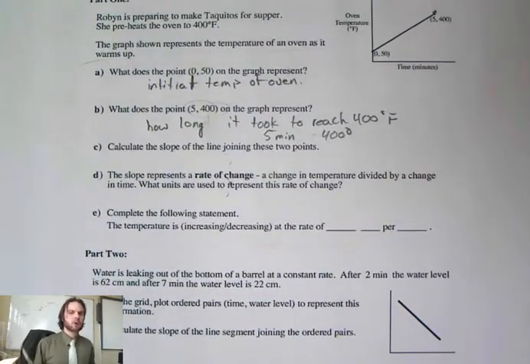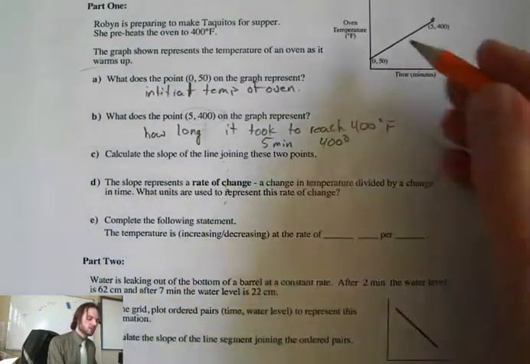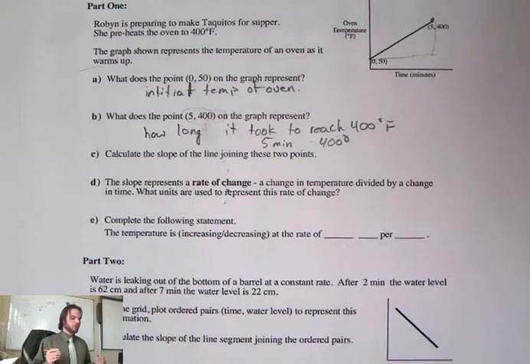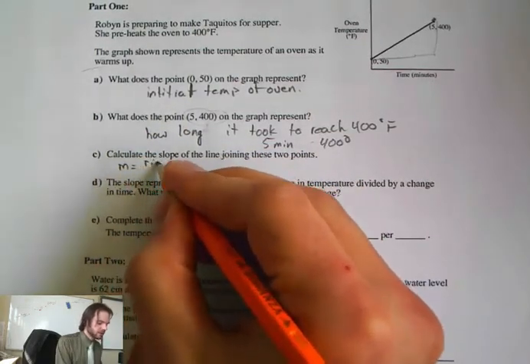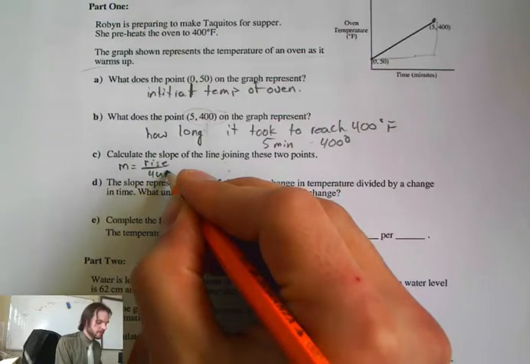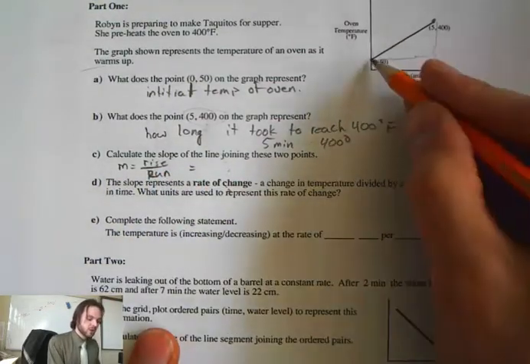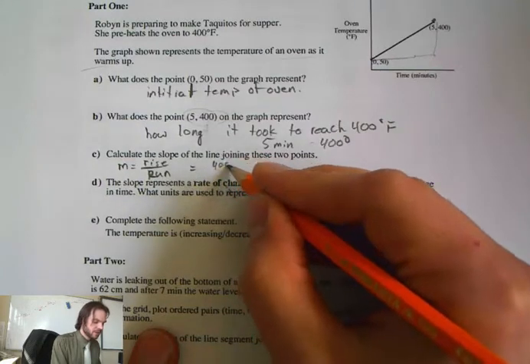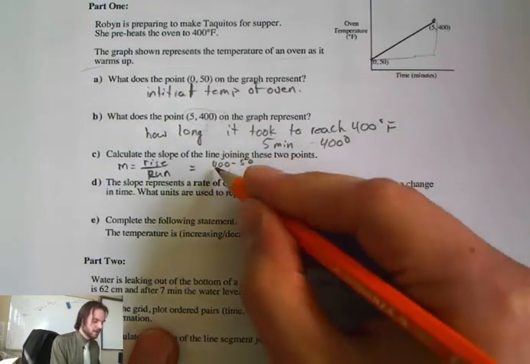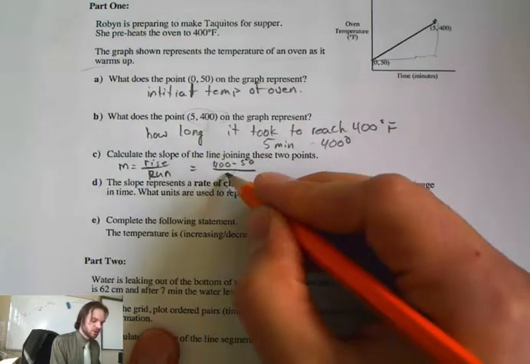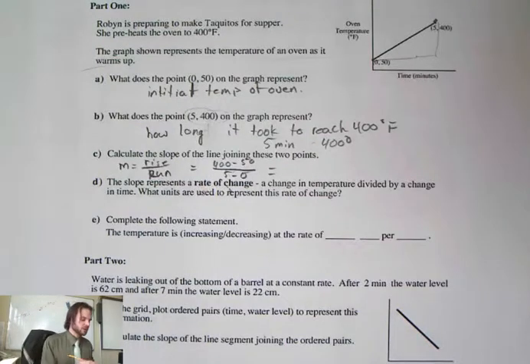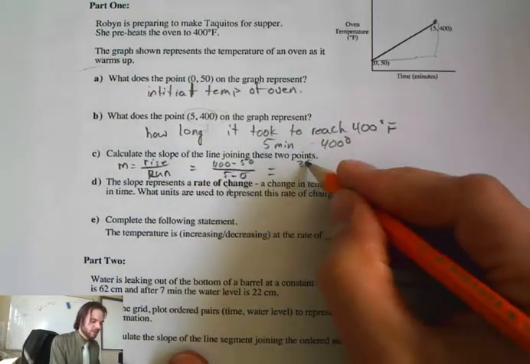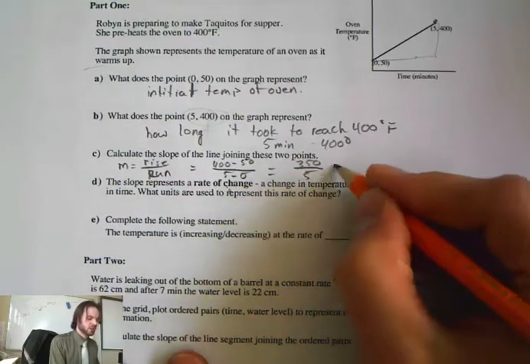It says, calculate the slope of the line by joining these 2 points. So we want to know the slope. Now, slope is always equal to rise over run. In this case, we have 400 minus 50, the change in y, all over the change in x, which is going to be 5 minus 0. Change in y over change in x. Here we get 350, my change in y, and 5 is my change in x.